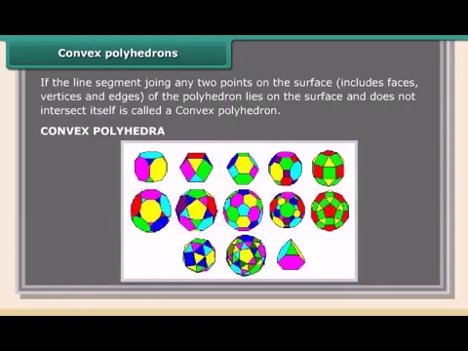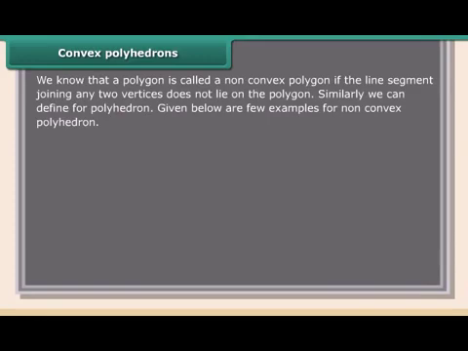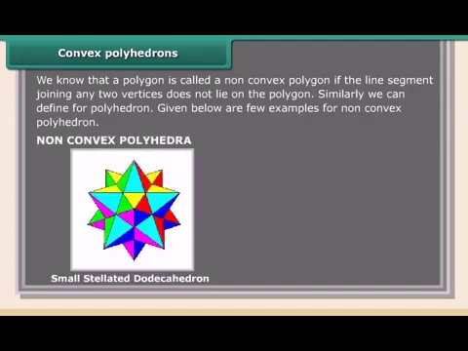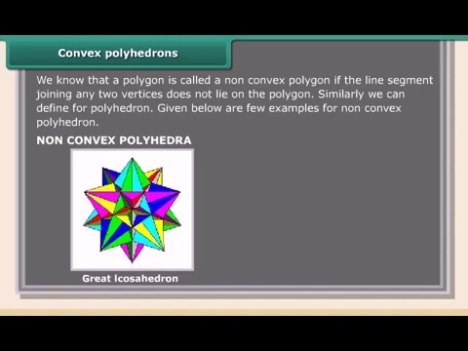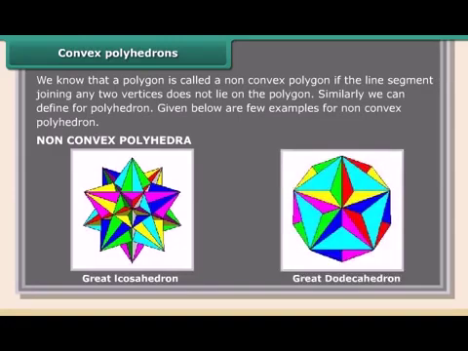We know that a polygon is called a non-convex polygon if the line segment joining any 2 vertices does not lie on the polygon. Similarly, we can define a non-convex polyhedron. Given below are few examples of non-convex polyhedra: small stellated dodecahedron, great stellated dodecahedron, great icosahedron, great dodecahedron.